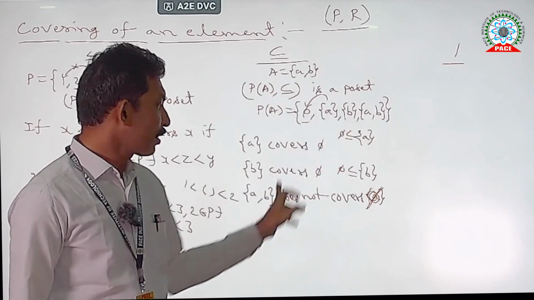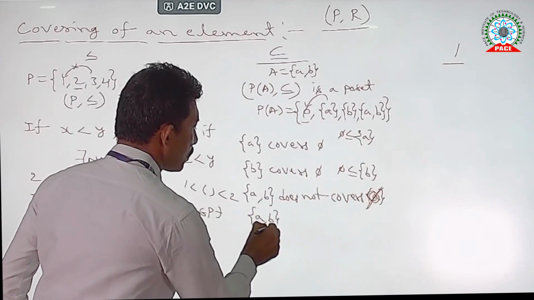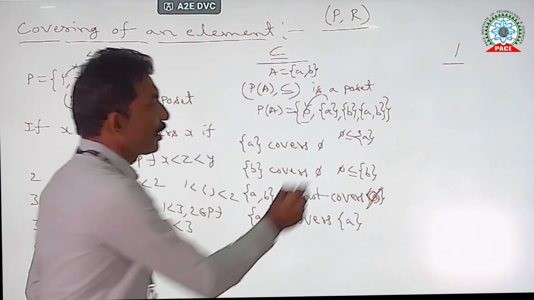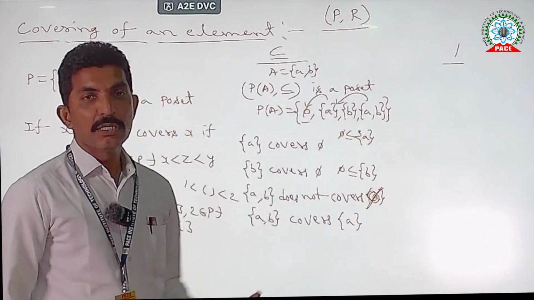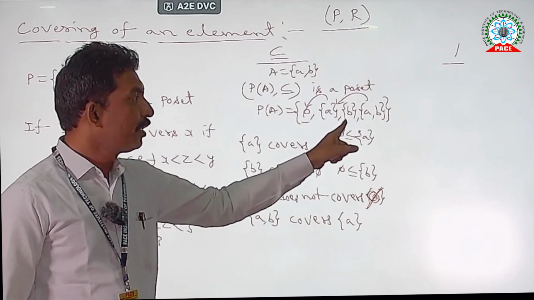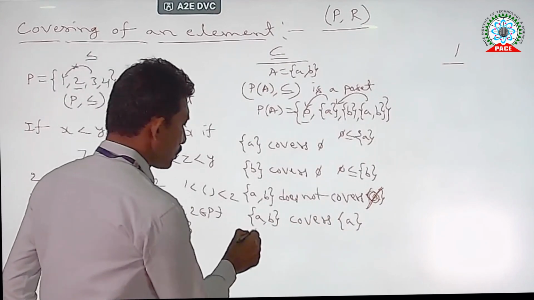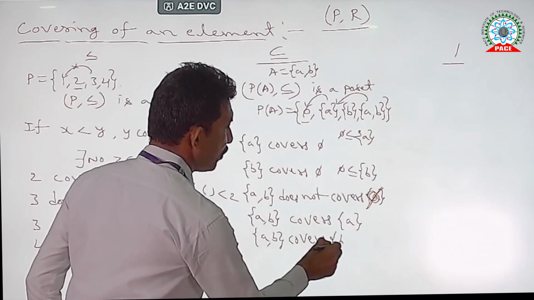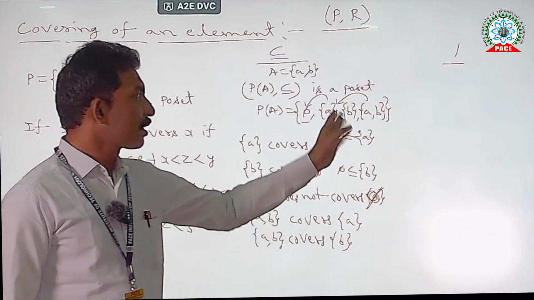Next one, singleton AB covers A. AB covers A because A is a subset of AB, and there the condition fails: A is not a subset of B, even though B is a subset of AB. So AB covers A. Next similarly, A comma B covers B. So clearly B is a subset of AB, so there is no other set in the middle. So this is a subset.